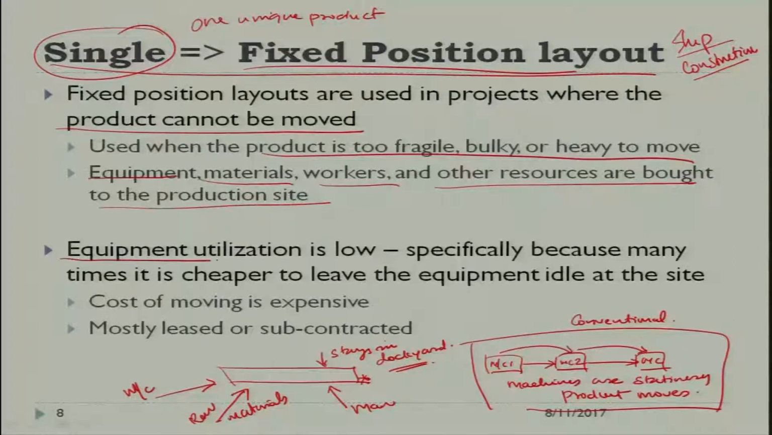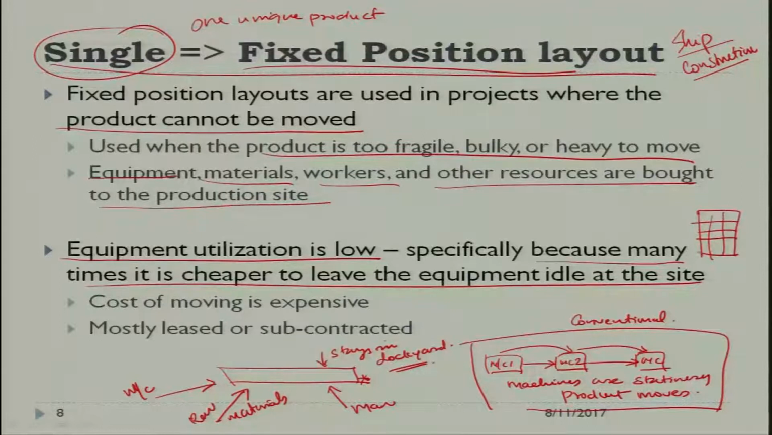Okay. A few examples of a fixed position layout or a single product layout, one unique product layout: the equipment utilization is usually low. So, whatever equipment you are using, the utilization is low. Specifically, what is the reason why it is low? Because many a times it is cheaper to leave the equipment idle at the site. If you see some of the big cranes that are built on construction sites, let us say you are building a flat like this. Let us say this is a flat, you will probably see a big crane that is standing there. You will see that this crane is standing there even when the flat is finished, because sometimes it is cheaper not to move the crane.